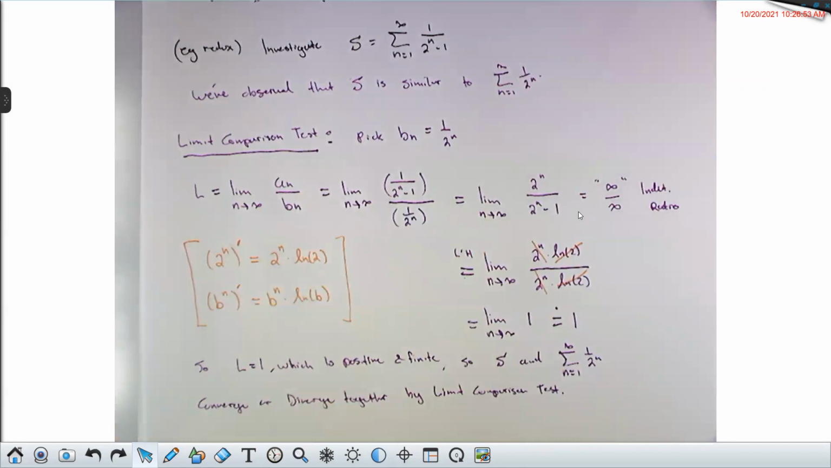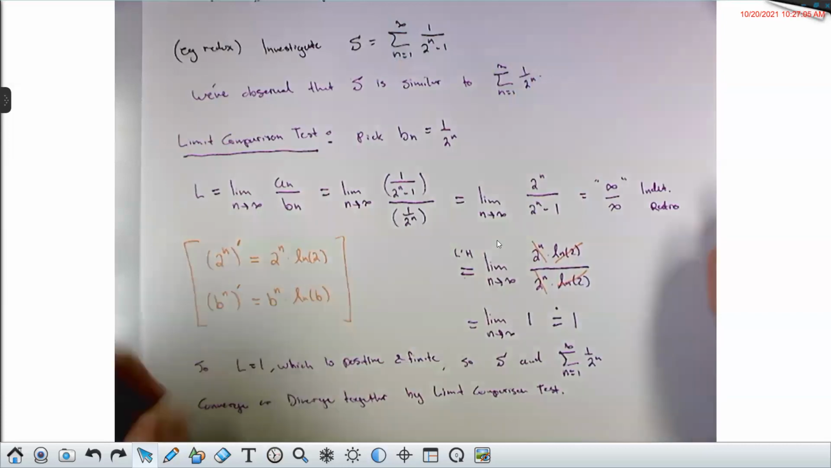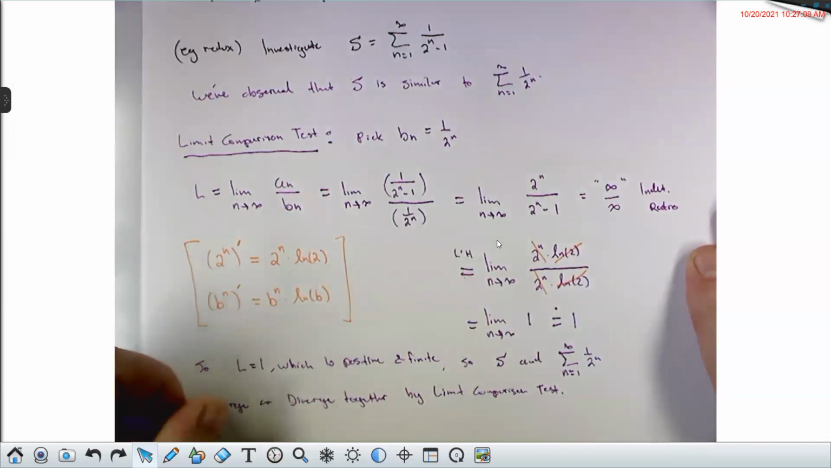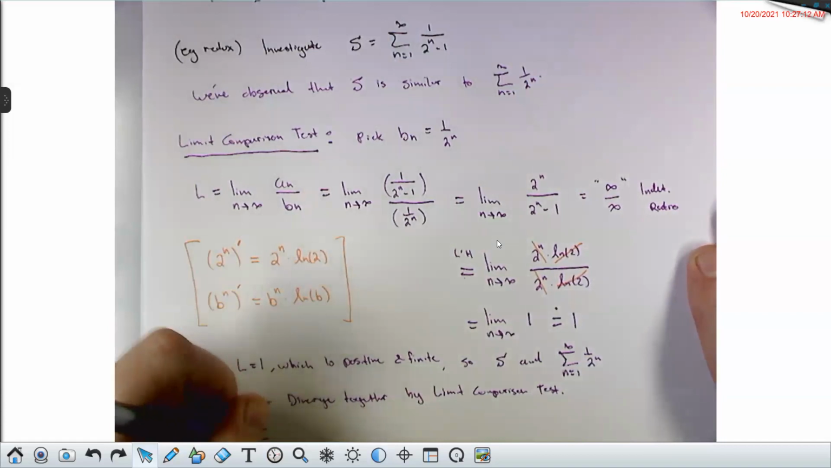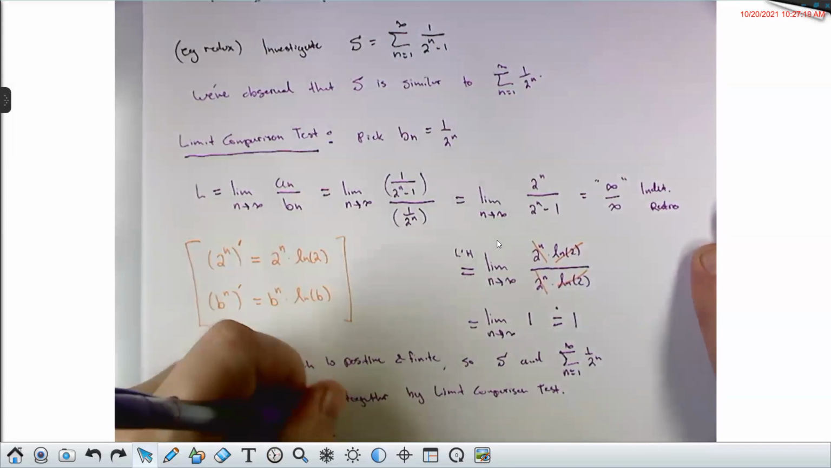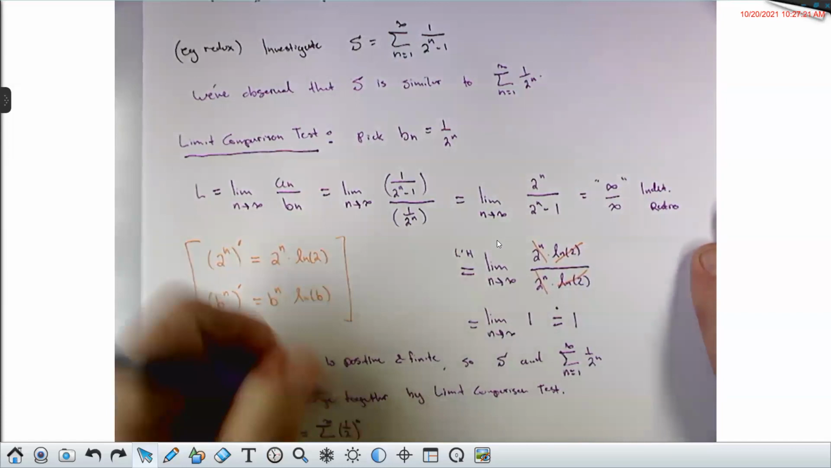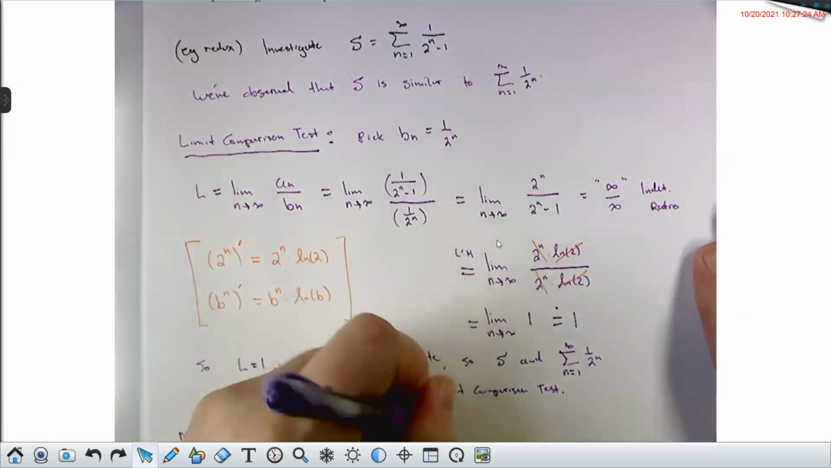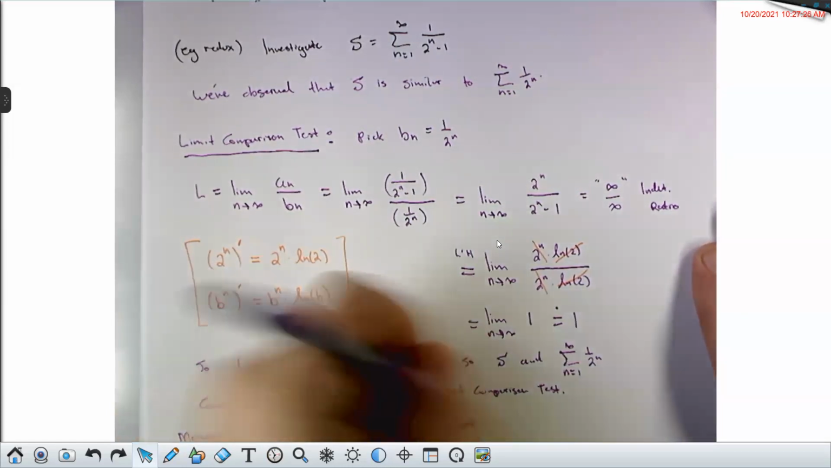But I'm not done yet. All I've shown so far is that my series does the same thing as sigma 1 over 2 to the n. So to finish the problem, you must come in here and say, moreover, sigma n from 1 to infinity, 1 over 2 to the n, which equals sigma n from 1 to infinity, 1/2 to the n, is a convergent geometric series.